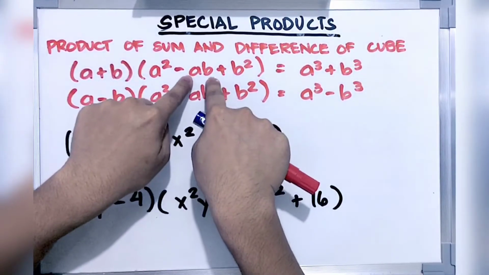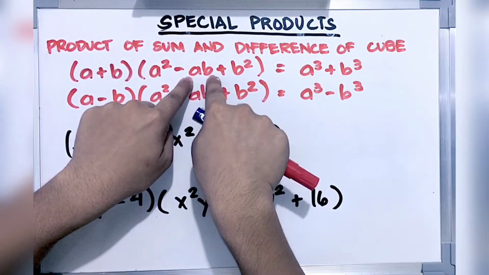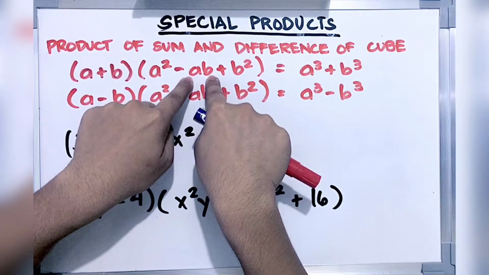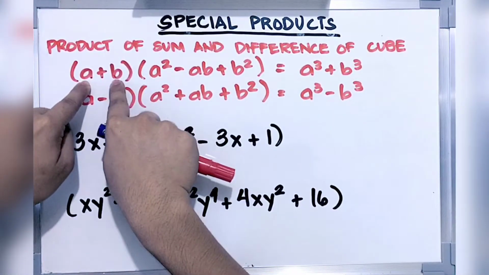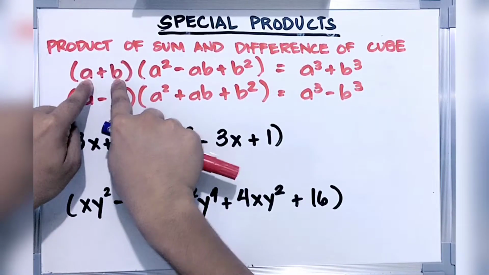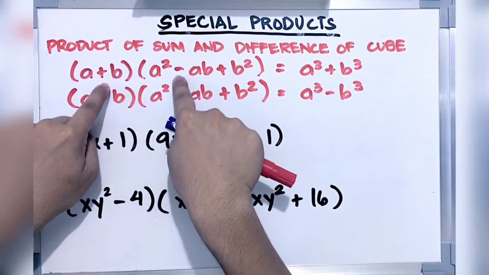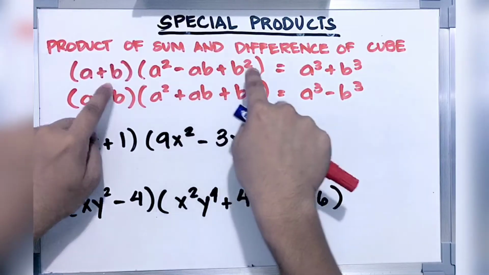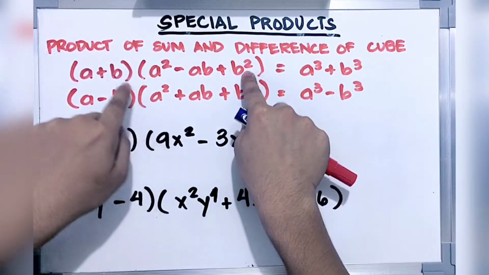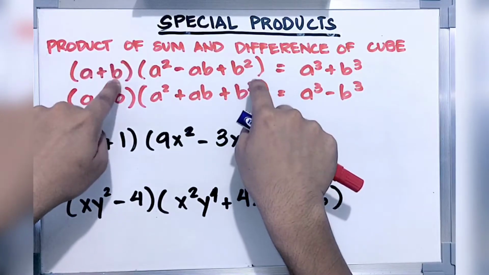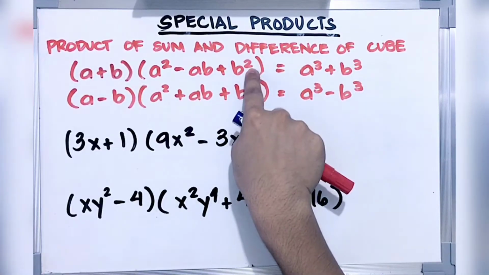And, yung second term is product ng first at last term ng binomial. So, ito yung first term, ito yung second term. Pag pinag-multiply natin, ang product niya ay AB. And, opposite yung sign. Yung last term naman ng ating trinomial, dapat square naman siya ng last term ng binomial. So, b, ang square ng b ay b squared.